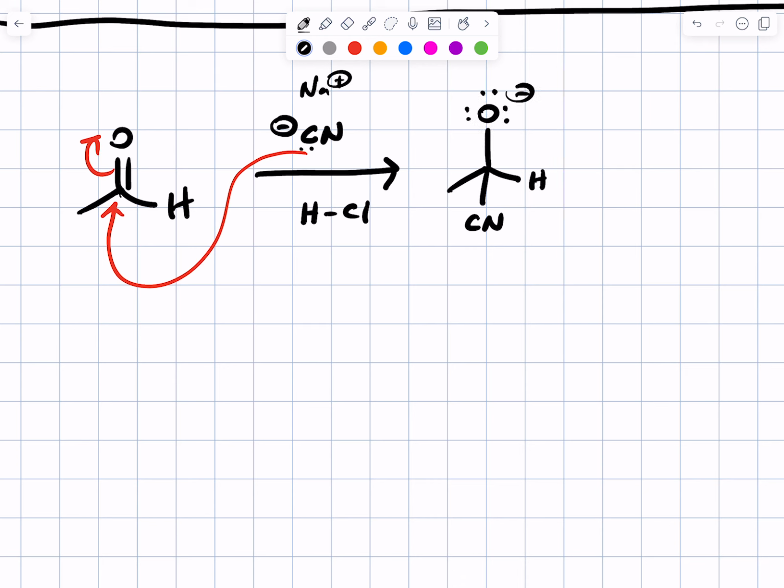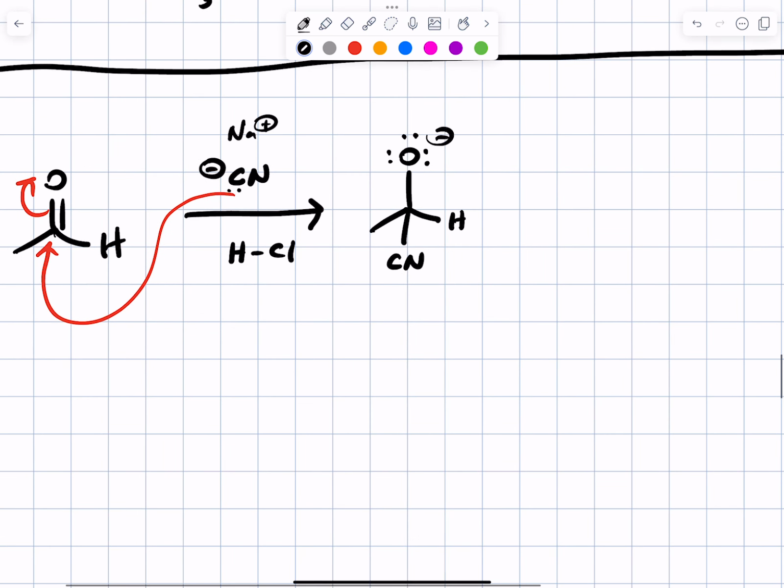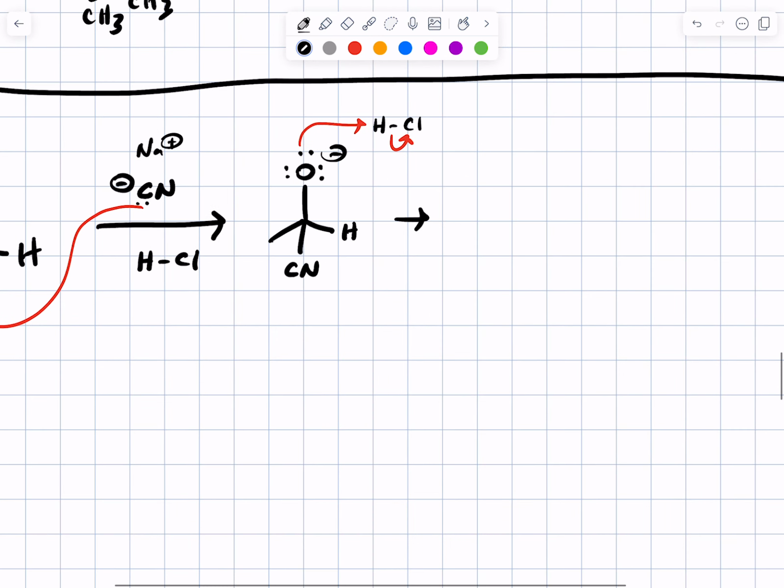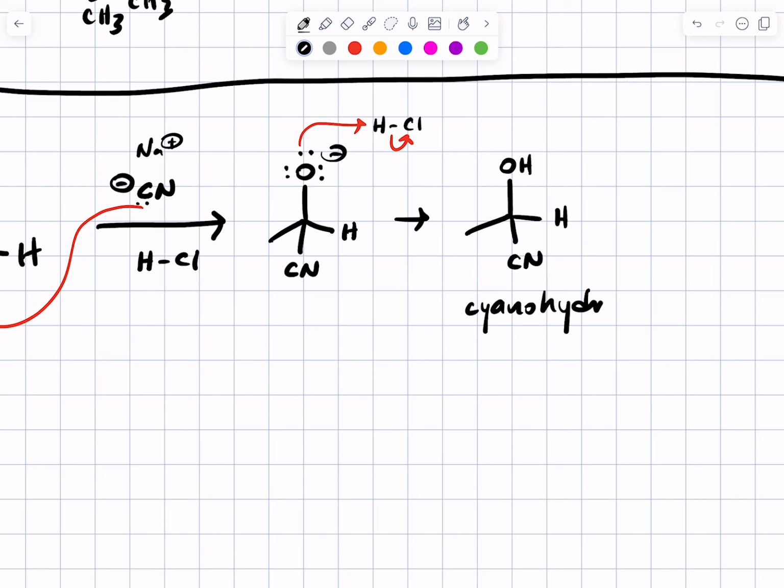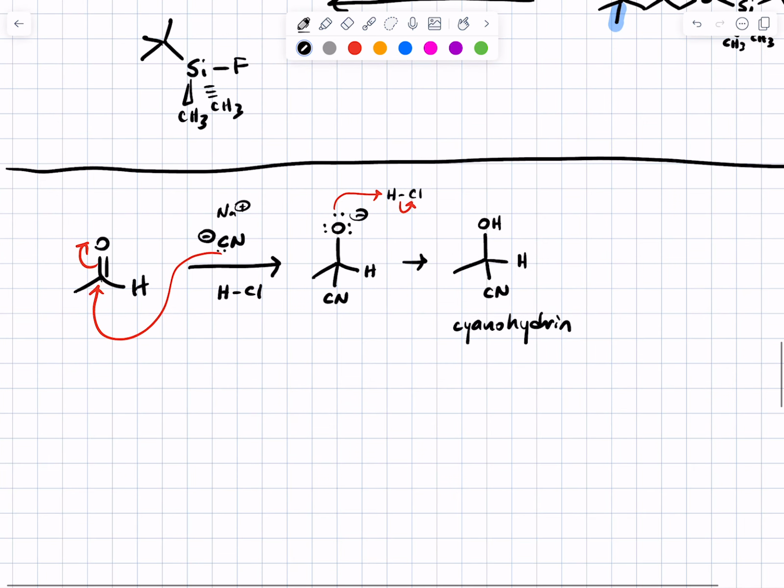Once you get that tetrahedral intermediate, there's no good leaving group attached to what used to be the carbonyl carbon. So we're stuck, but we have an acid present to protonate the carbonyl oxygen, and that gives you this product, which is called a cyanohydrin. There are some things you can do with cyanohydrins synthetically. We may learn about them a little bit later.